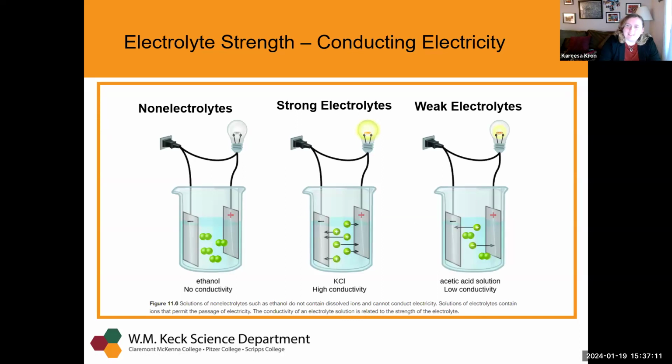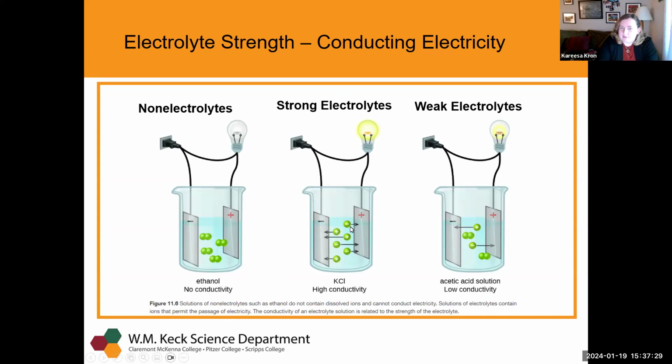So electrolytes a little bit implies that we want to do something with electricity. But if you have a non-electrolyte, there's nothing charged in the system that could move between negative and positive plates. So nothing happens here. There's no electricity that this system can conduct.